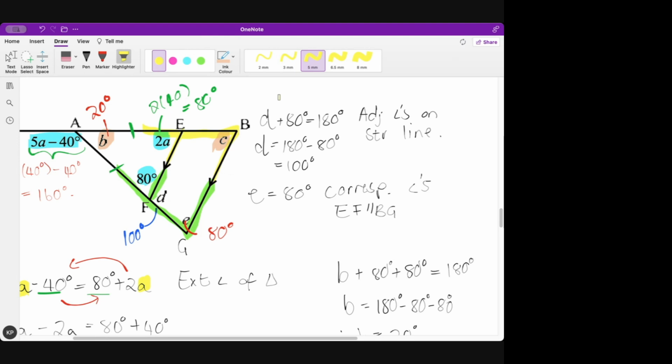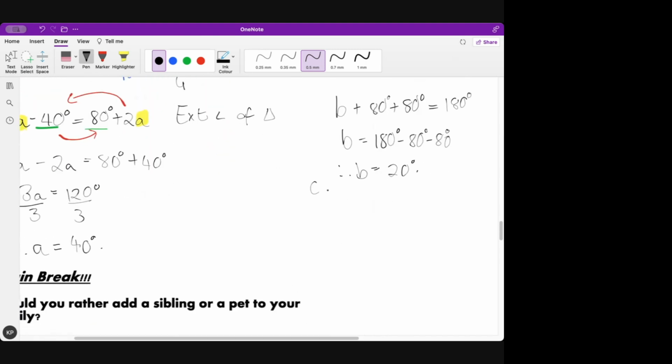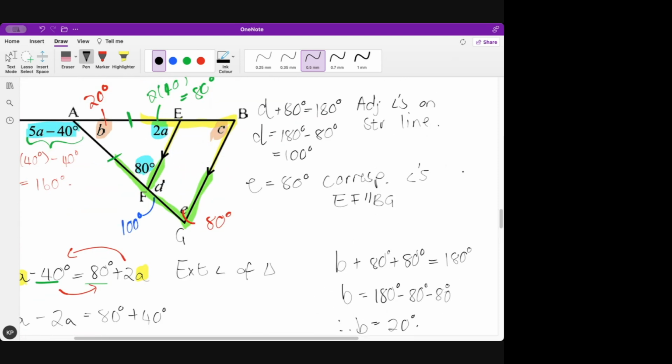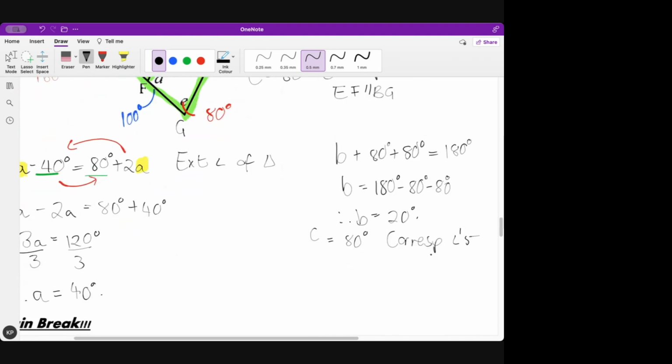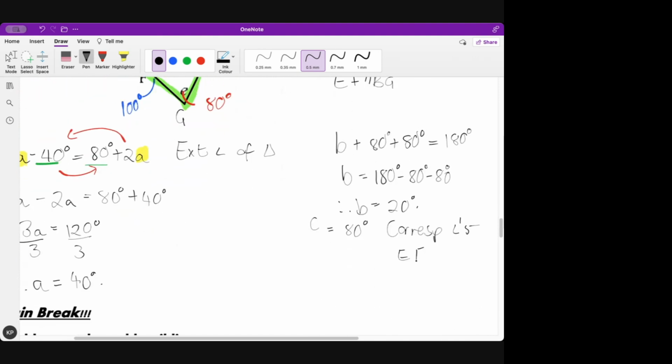What shape is that? What shape do we have there? It's facing down, but it's still an F. So we can still use corresponding angles. So you can actually just say C is equal to 80 degrees because of corresponding angles. And my parallel lines are EF again. It's parallel to BG.